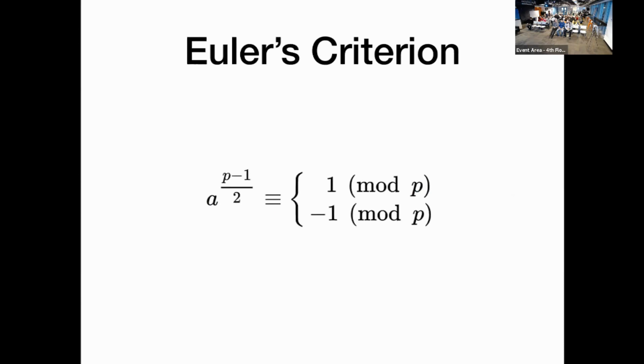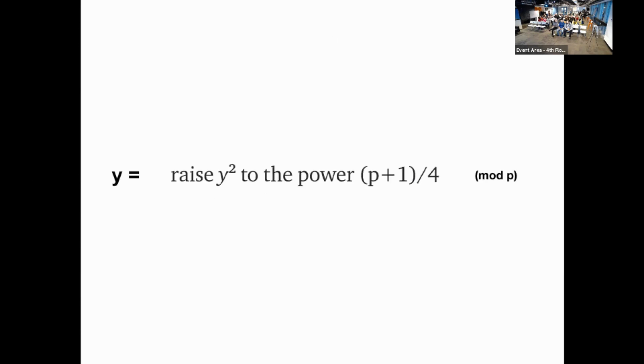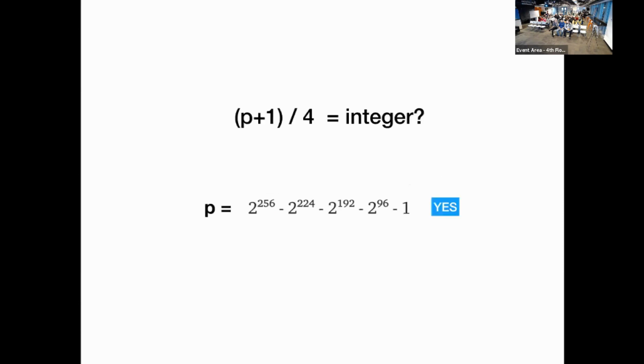You take a number to the power of (p minus 1) over 2, and you're going to get 1 or minus 1. Of course, it has to be mod p, right? You use that and raise y squared to the power of (p plus 1) over 4, and y pops out of that. So you don't ever have to do a real square root. Just do this trick. Of course, for this, the prime number that you're using should be such that (p plus 1) over 4 is an integer.